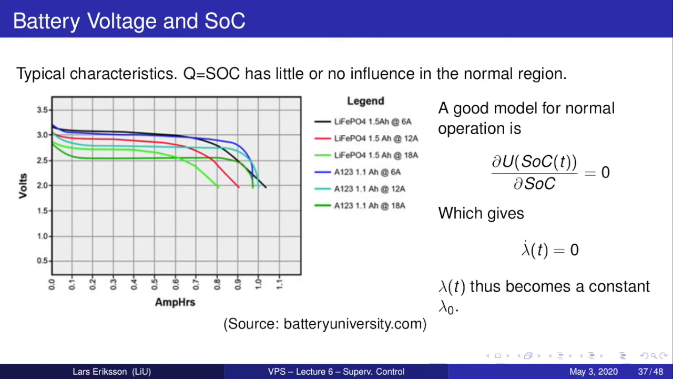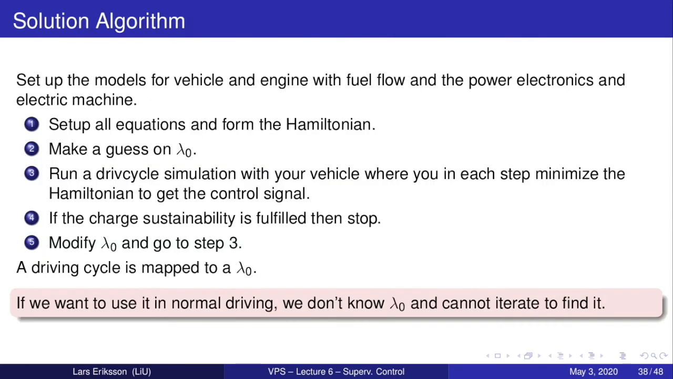This lambda 0 is now the thing that we need to search for. The problem is that we don't know what it is, and to get to that point we have to start the numerics. So up until now we have been working only with algebraic conditions and theoretical conditions, and now we have to work with the numerics. And the essential part of the numerics is to find that lambda 0, and we can do that pretty simply with the following algorithm. So you set up the model for the vehicle and engine with all the fuel flow, power electronics and electric machine, so that you model all the power flows, and then you set up all equations that you have and form the Hamiltonian.